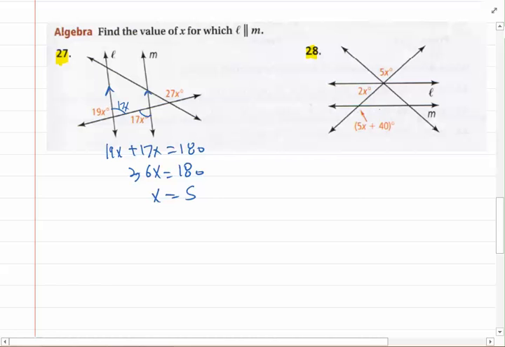All right, and look at number 28. Same way, if we want these two to be parallel, then we need to prove that this angle and this angle are supplementary, and we know that these two are vertical angles. So 5x plus 40, which is right here as well, plus 2x has to equal 180, and we've got 7x equals 140, x equals 20.